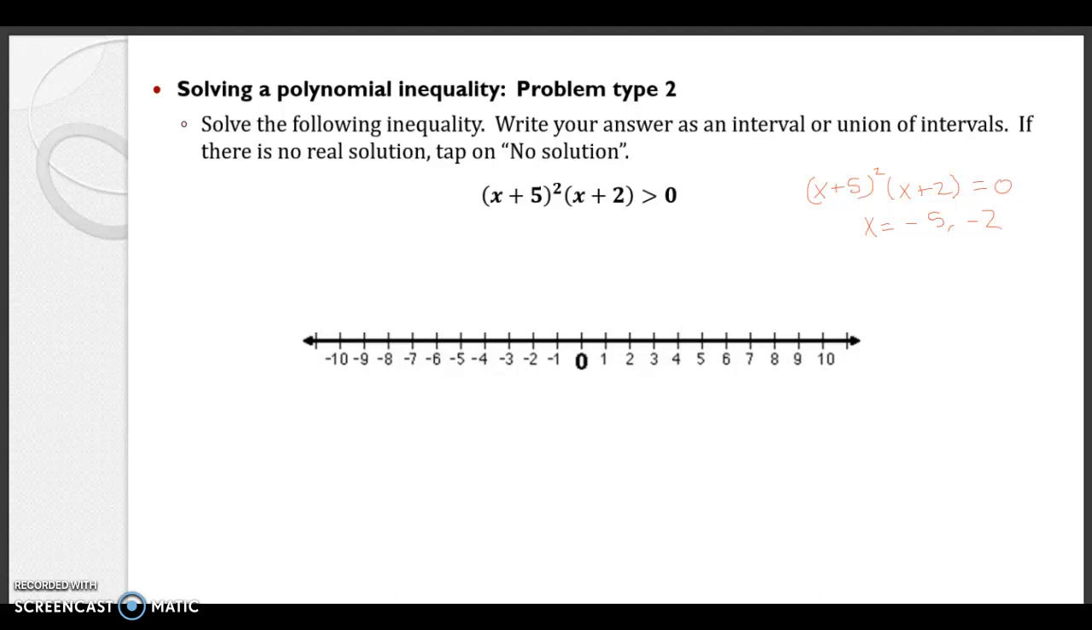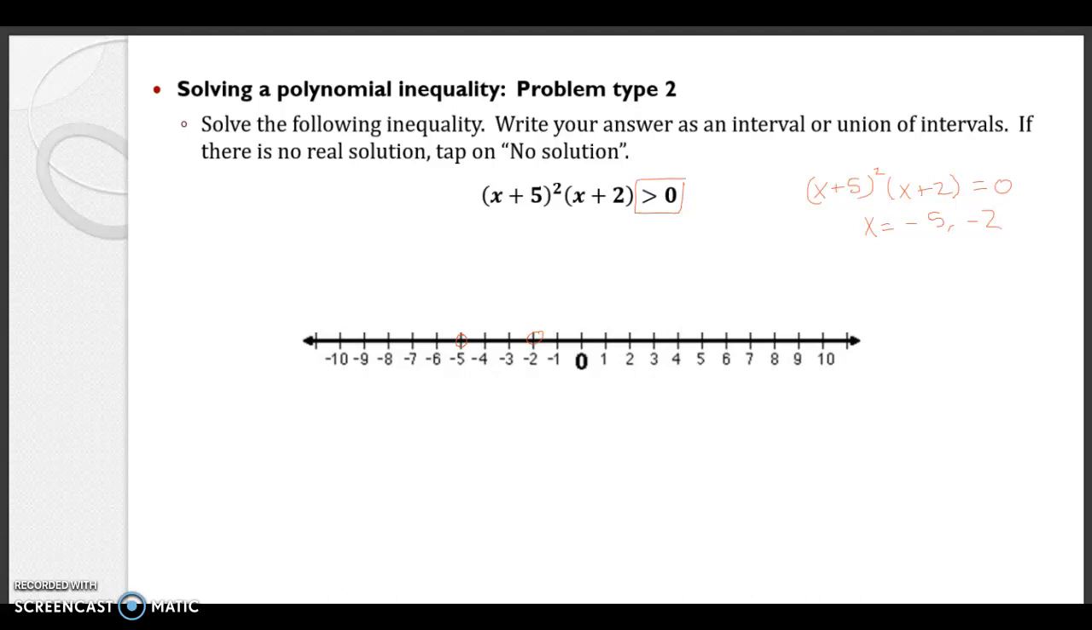But I don't want my function to be equal to 0, I only want it to be greater than 0. So remember, that's the outputs where my function is above the x-axis. So at -2 and at -5, I'm going to have an open circle. Remember, if there's an equal to sign, then I'm going to have a closed circle. Okay, and I'll show you the difference at the end of this video.